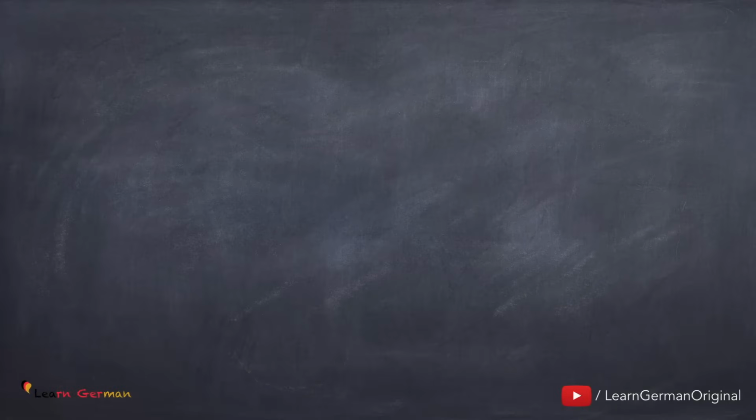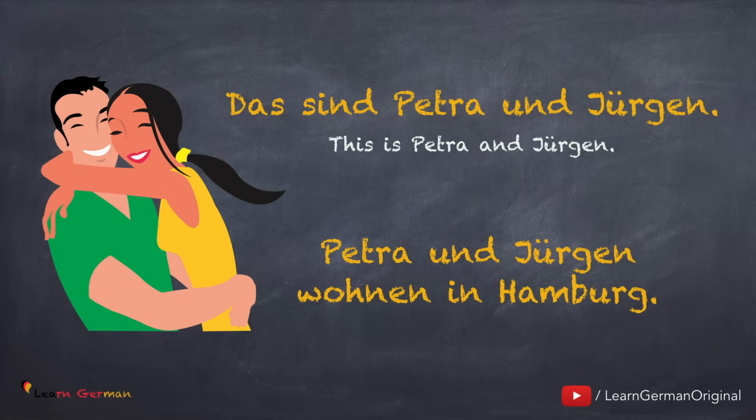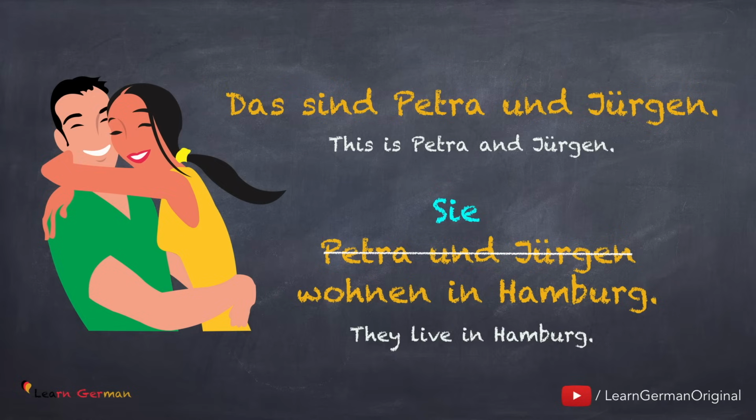Now let's look at the example for plural. Das sind Petra und Jürgen. Petra und Jürgen wohnen in Hamburg. Replacing Petra und Jürgen with a pronoun, you will say, Sie wohnen in Hamburg. This Sie is also written with a capital S only when it's at the beginning of a sentence. So we have learned 4 uses of Sie in this video. If you are confused when to use which Sie, you can watch our video on this topic. The link can be found below in the description.